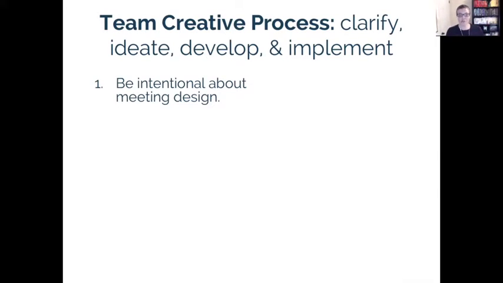The first thing is be intentional about meeting design. So the marketing team that I mentioned earlier that I was working with last month, one of their challenges is that not everybody felt heard in the meetings. And so we talked about how they could actually design the meeting differently to allow everyone's voice to be heard.